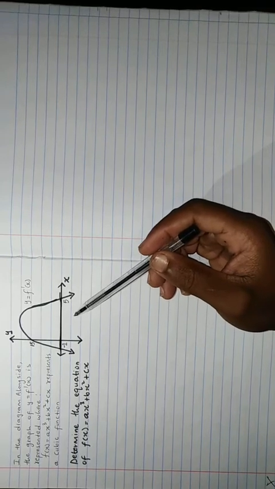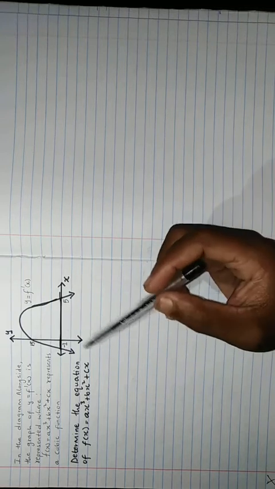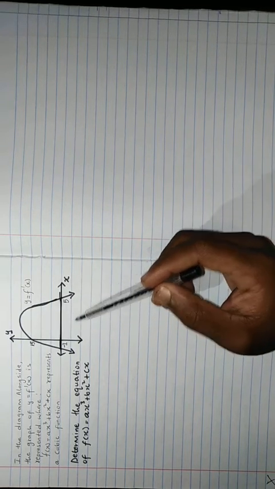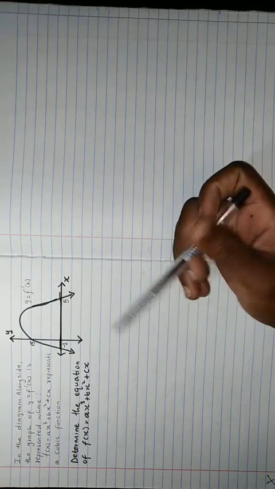Now in this diagram, we are given the y-intercept, which is this one. At this point, the value of x is 0, the value of y is 15. We are also given the x-intercepts, -1 and +5.